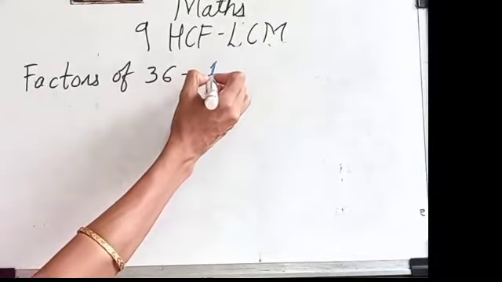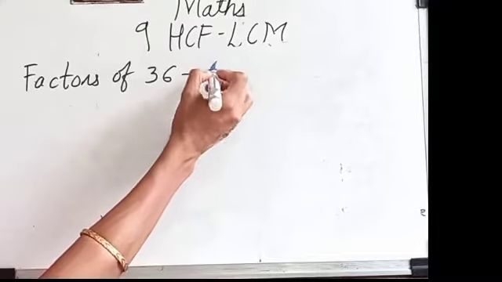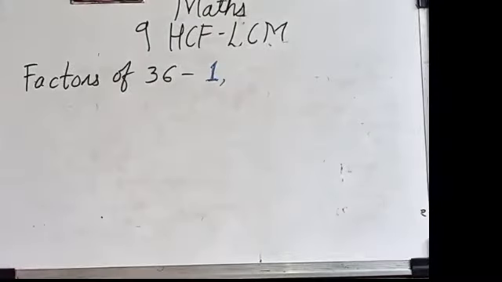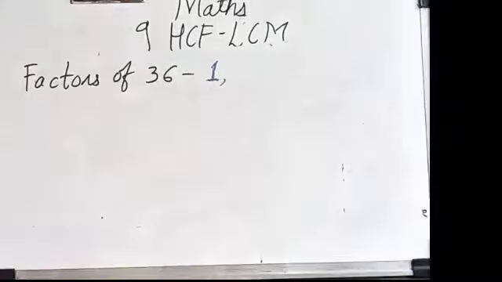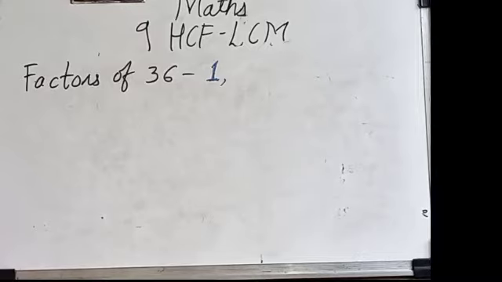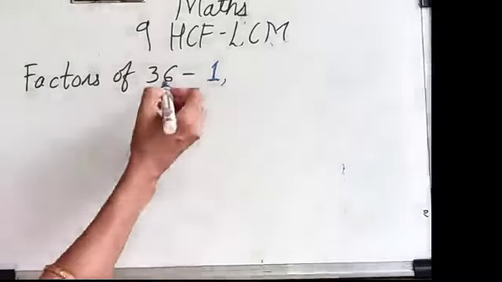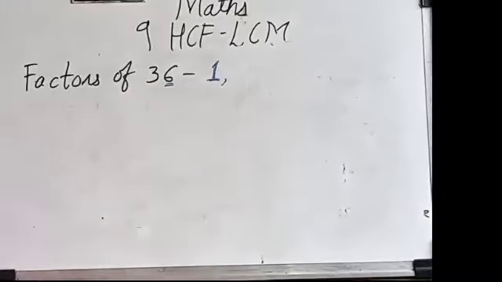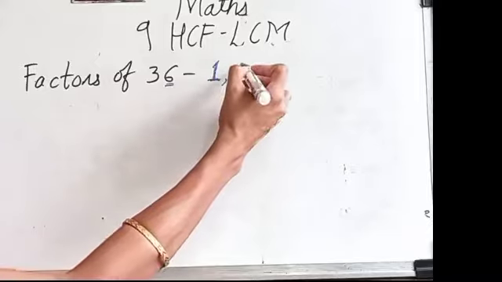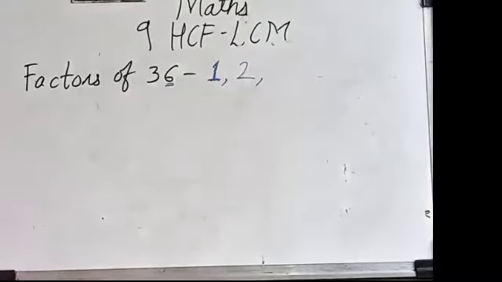1 is a factor of any number. Whenever you take any number and the question is to write the factors, first you will write 1. Then, after 1, which number comes? 2. So you know the test of 2. If the unit place is 0, 2, 4, 6 or 8, that number is divisible by 2. So here 6 is there, so this number will be divisible by 2.